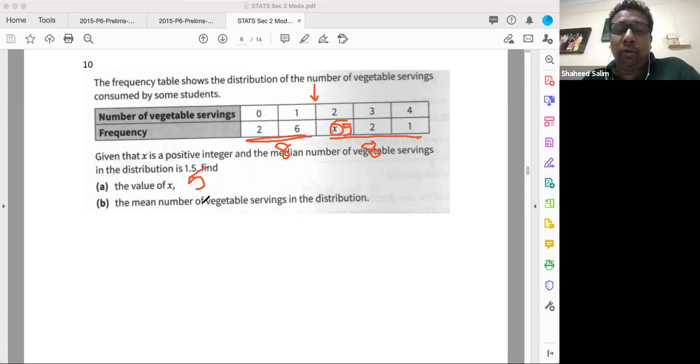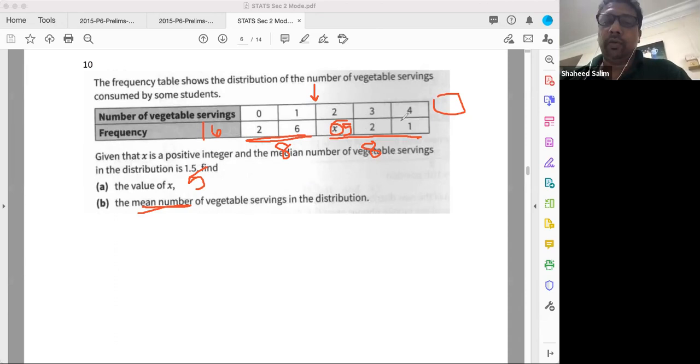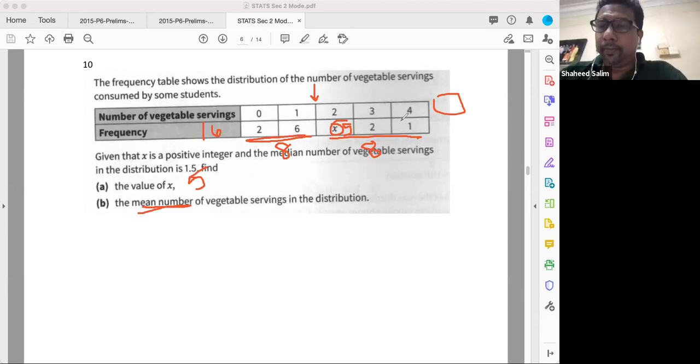Second one, how to find the mean number. Now they want to know what's the average. You find the total, then divide by the total number of frequency. Frequency is 8, 8, 16. So what's the total number of servings? You write here: 0 times 2, plus 1 times 6, plus 2 times 2. Then you divide. 1.6? Let me see. 1.625. Is that correct? I only got 1.6.